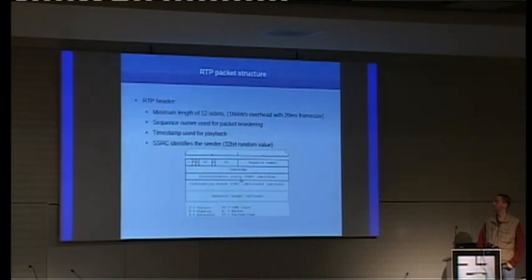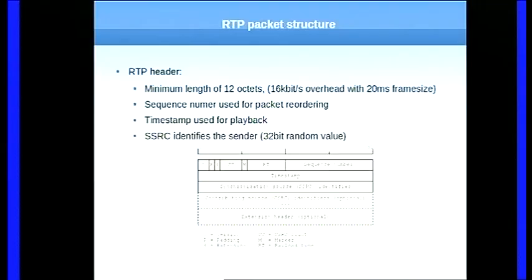One of the also important headers is the synchronization source. That's basically a 32-bit random value that is chosen for each participant in a session. And basically this identifies the sender of the packet. I'll be getting to the SSRC on the next slides, especially in the demonstration.